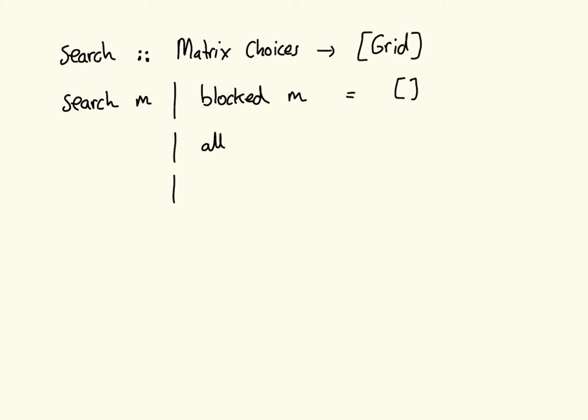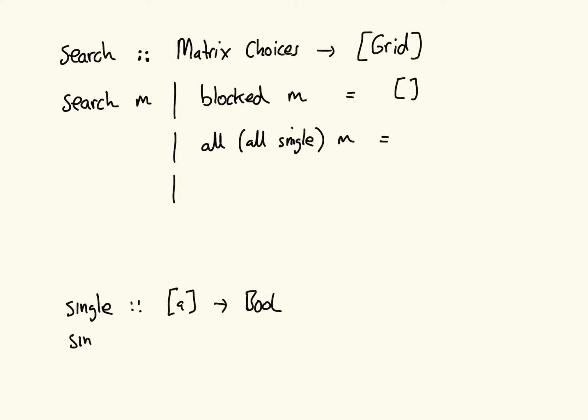Maybe we've also reached the point where we have a solution. So if every cell only has a single choice left, and I can define single down here, what single does is it takes a list of things and gives you back true if there's only one thing in the list. So I could say, if you have a list with one thing, and I'm here using the Haskell wildcard pattern, which is the underscore, I return true. And if I have any other list, I return false. Okay, so this is the simple single property.